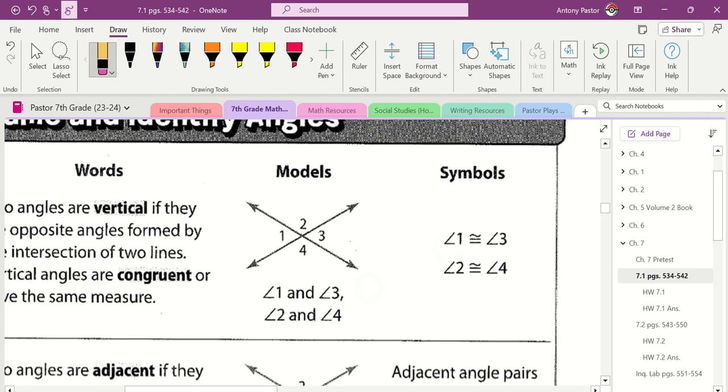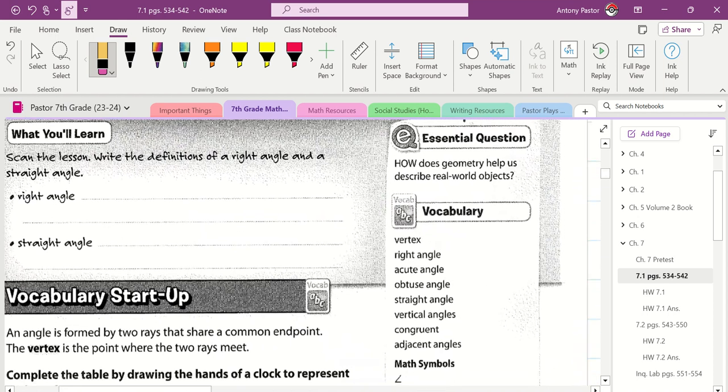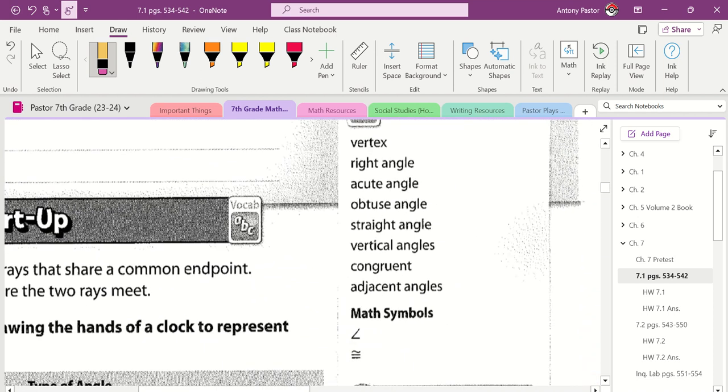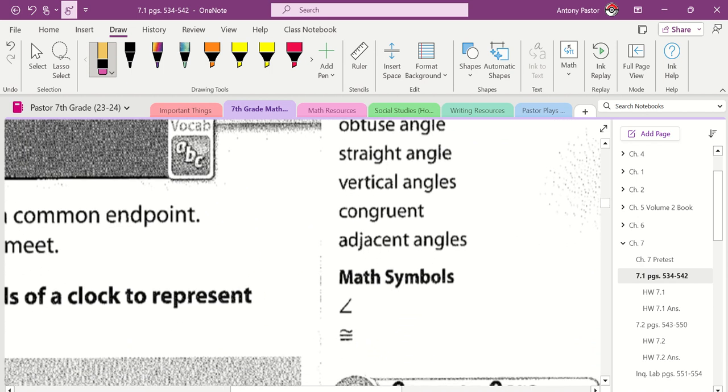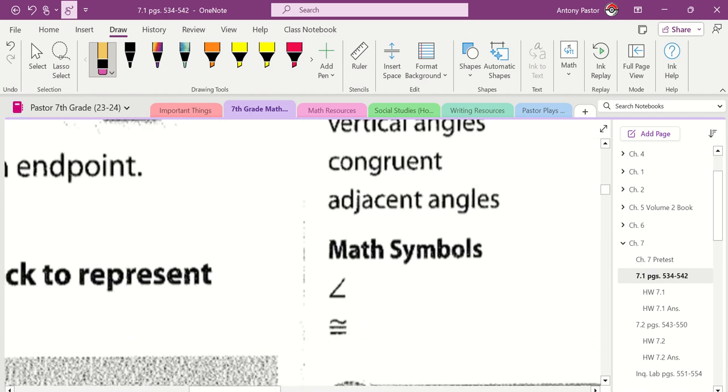All right, we've checked off a lot on our list. We already learned vertex, right angle, acute angle, obtuse angle, straight angle, vertical angles, congruent. Now we just need adjacent angles, and we already learned our two symbols. Adjacent.